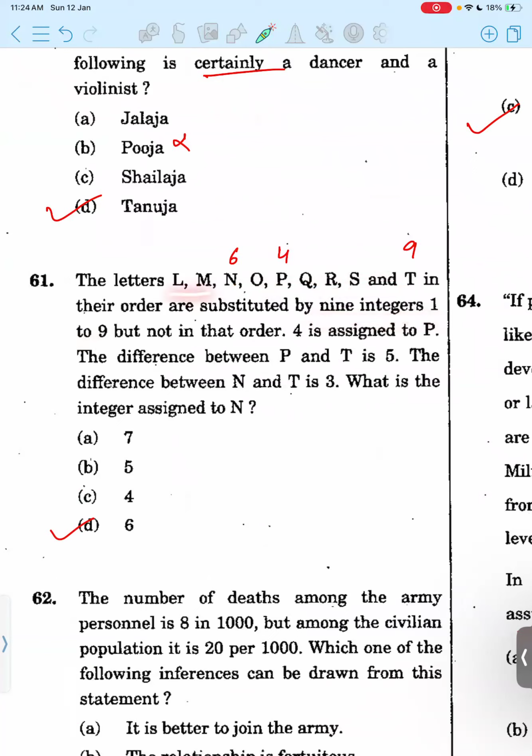Now we have letters given, and then there are 9 integers from 1 to 9, which are to be assigned to these different letters. Now we are given certain information. 4 is assigned to P. Then the difference between P and T should be 5. Between N and T it should be 3. On that basis, what should be the value assigned to N? So it should be 6. Option D.